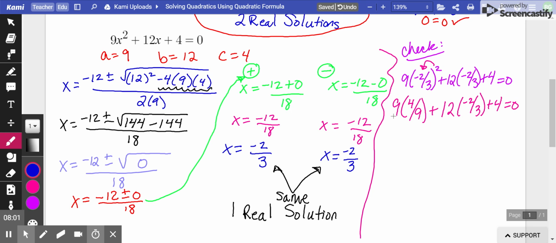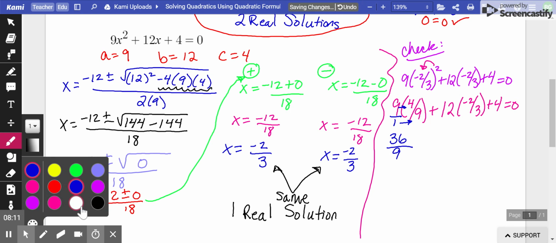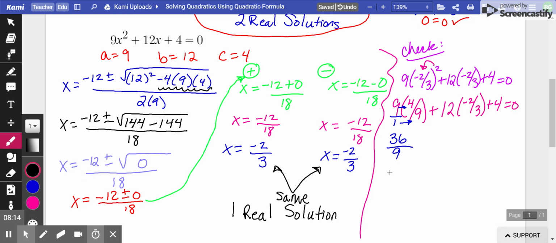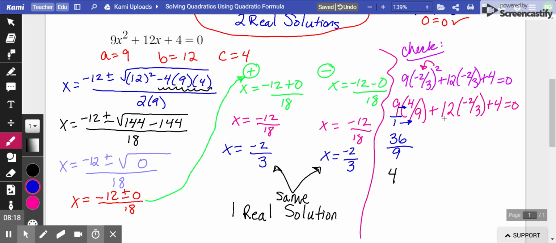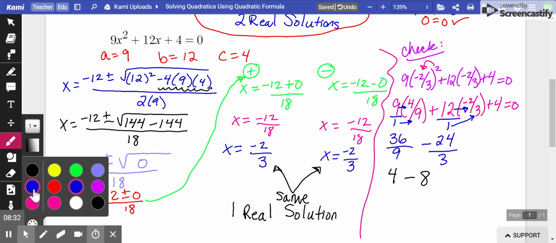9 times 4/9, this is like 9 over 1. So you multiply fractions straight across. 9 times 4 is 36. 1 times 9 is 9. So we get 36 over 9, which reduces to 4. Same thing here. 12 is like 12 over 1. Multiply straight across. 12 times negative 2 is negative 24. 1 times 3 is 3. So we get negative 24 over 3, which is negative 8.